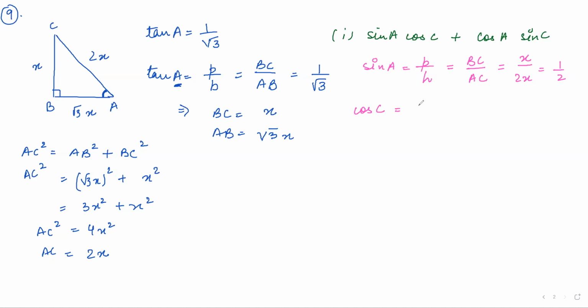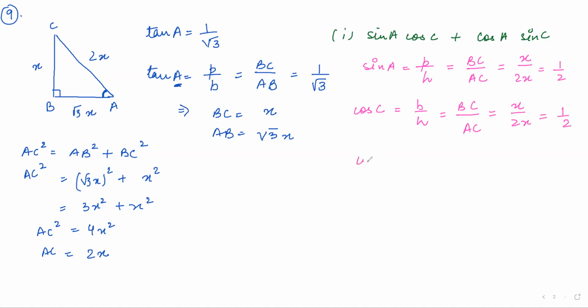Now we find cos C. What is the trigonometry ratio for cos? Base by hypotenuse. What is the base now? It's BC. Very good. BC and hypotenuse. Hypotenuse is always AC, the longest side of the triangle, the side opposite to the 90-degree angle. BC is again x, and this is 2x. So this is 1 by 2.